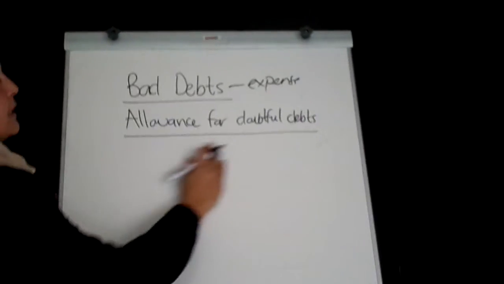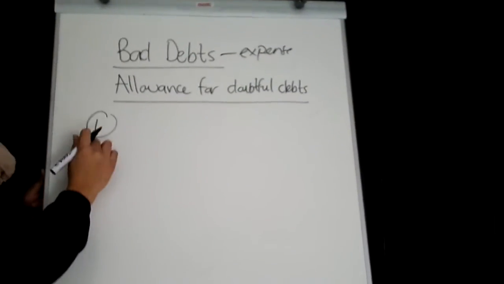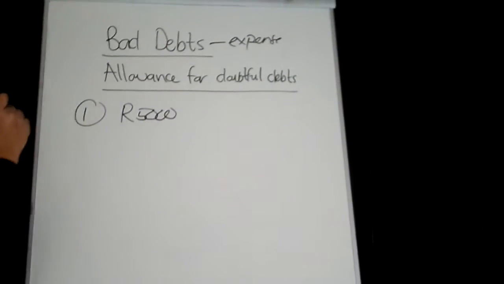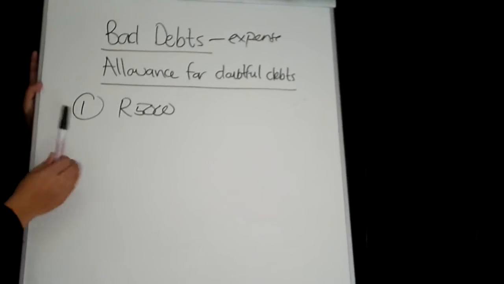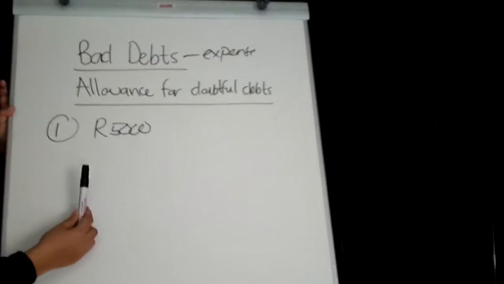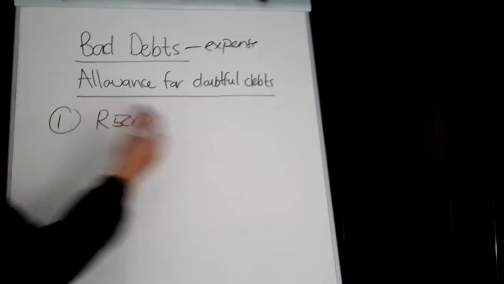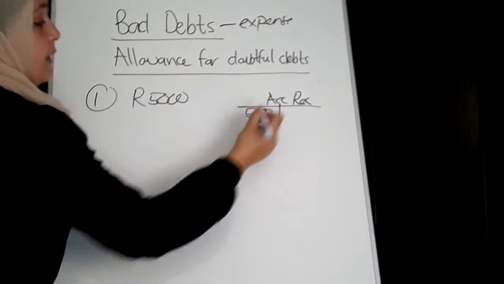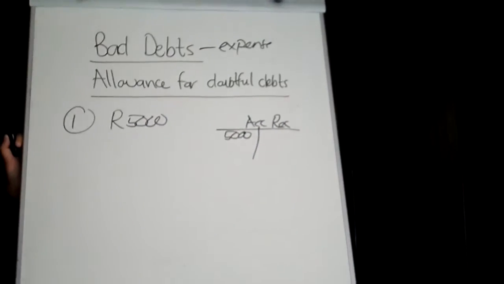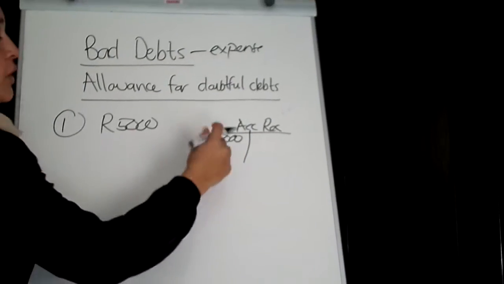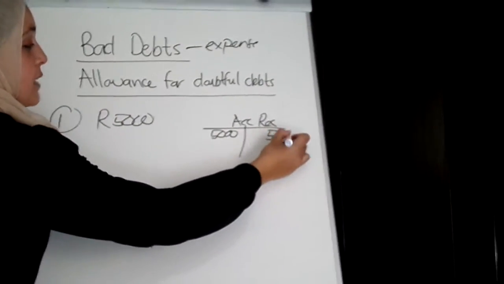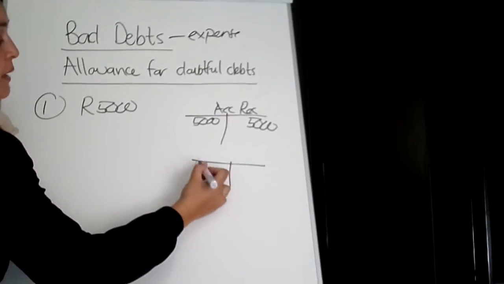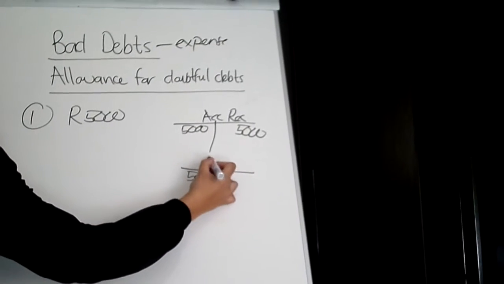So with the bad debts in a transaction, I'll give you an example. It will say a debtor was declared insolvent and he owed you, let's say, 5,000 rand. What does this mean? This means that you had a debtor over here, he owed you 5,000 rand and now he can no longer pay you. So what you need to do is get rid of this amount. In order to get rid of this amount, you would put it on the credit side. So if you credited accounts receivable with 5,000, you must have debited something else with 5,000. And that answer over there is bad debts.